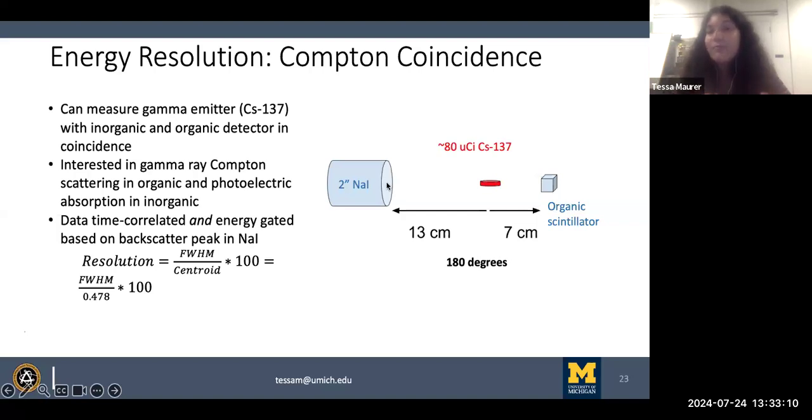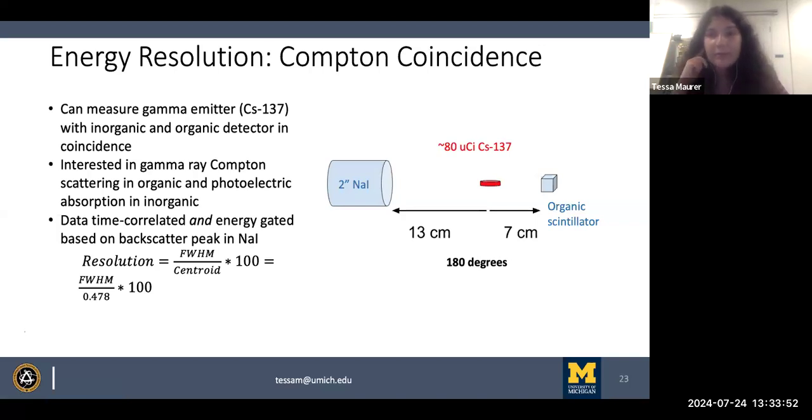So you could apply a time gate to say, I only want to look at events that are happening really, really close together in the organic scintillator and then the inorganic scintillator, because then I'd be pretty confident that that's the same gamma ray. And you want it to Compton scatter in the organic, and it's going to do that, right? And then you want the remaining energy of that gamma ray to fully deposit in the inorganic via the photoelectric effect. And from there, you should get a backscatter peak in the inorganic detector. And you could do time correlation and energy gating to pull out the events that you're really interested in. And you'll get something that looks more like a photo peak.